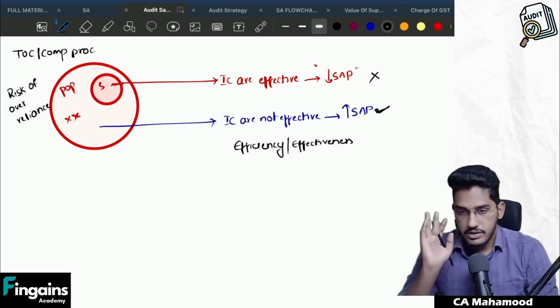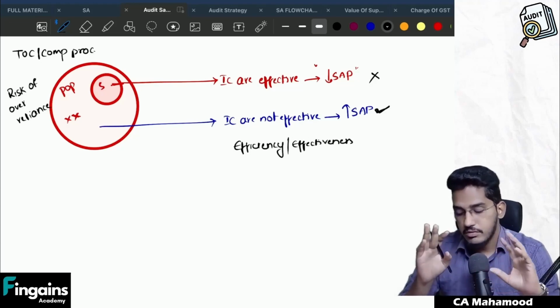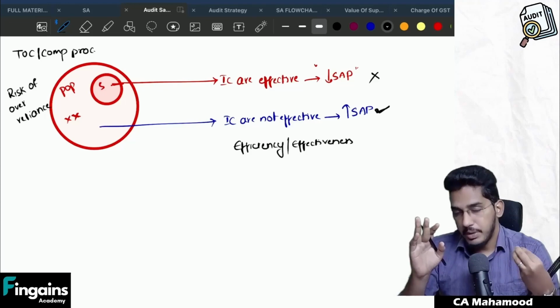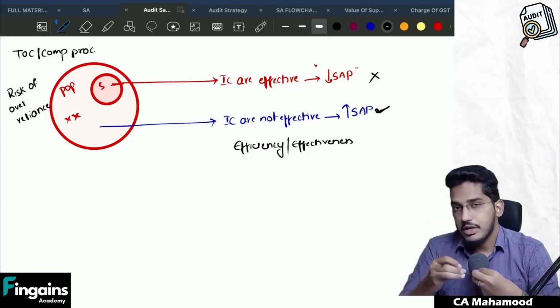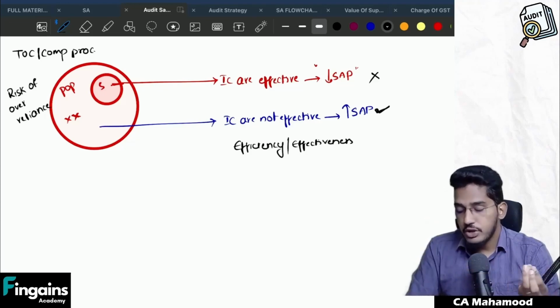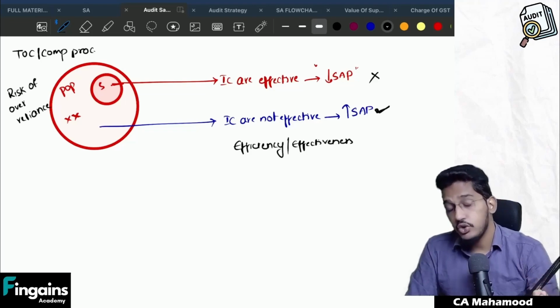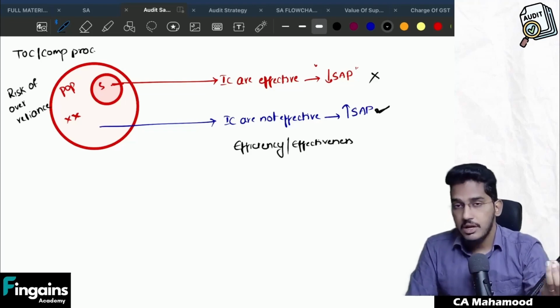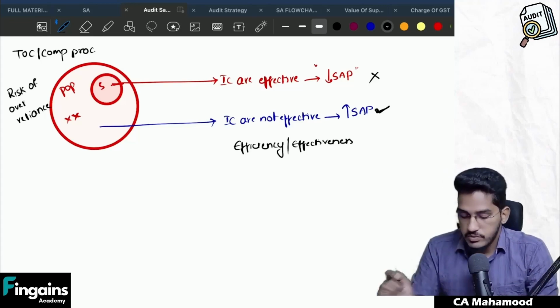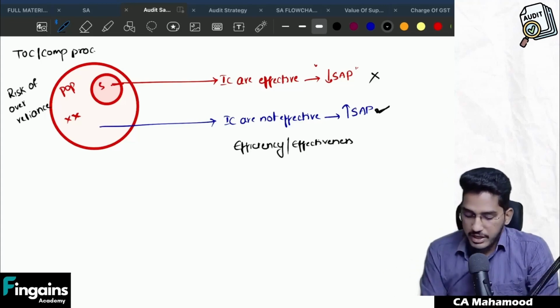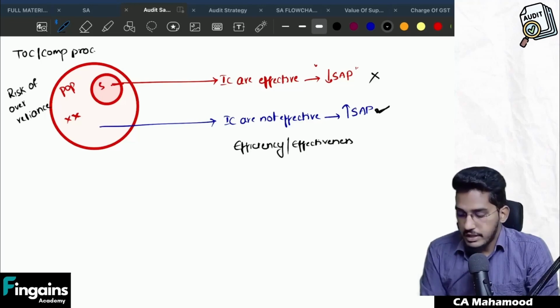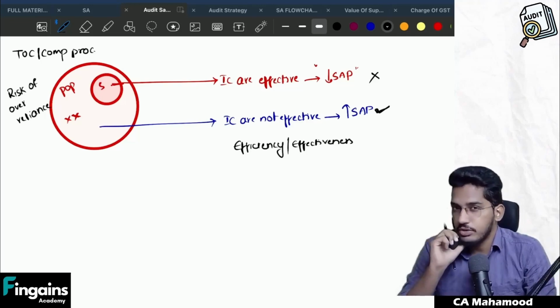I told you, risk of over reliance. What is risk of over reliance? When controls are not effective, but inappropriately on the basis of the sample you are concluding that controls are effective, when you should have taken a decision to perform more substantive audit procedures, but on the basis of the sample you are taking a decision to perform less substantive audit procedures. This we call the risk of over reliance. Now my question is, will it have an impact on the efficiency of the audit, or on the effectiveness of the audit?